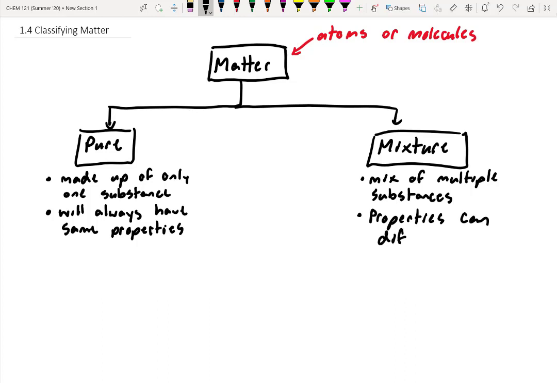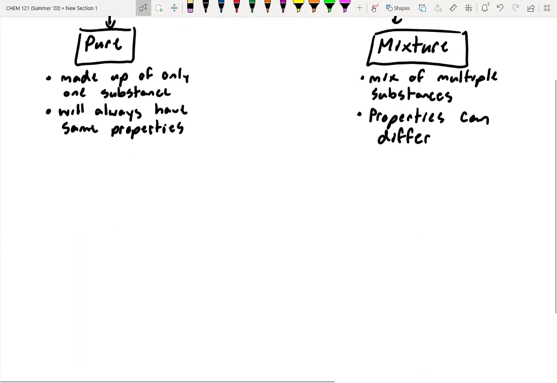So if we think about, for example, mixing sugar and water, depending on how much sugar you add, that water is definitely going to have a different flavor, right? Meaning it's going to have a different property. So the composition of the mixture can change a lot about the overall mixture and the properties that that mixture has. All right, so we can further subdivide each of these.